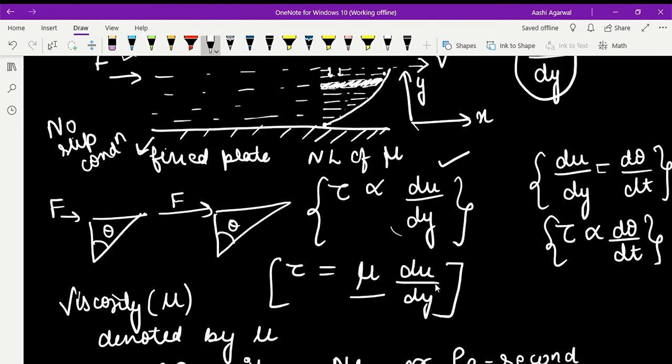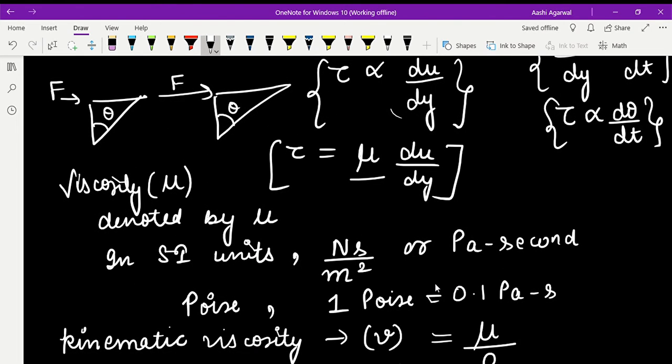The units of viscosity are Pascal second. You can derive it here. This is stress, so it is Newton per meter square, and this is velocity change, so meters per second, and this is in meters. When you solve, you will get the units as Newton second per meter square. Newton per meter square is also termed Pascal, so you can write Pascal second. Again, there is one more system, the CGS system, in which the unit of viscosity is poise. One poise is equal to 0.1 Pascal second.